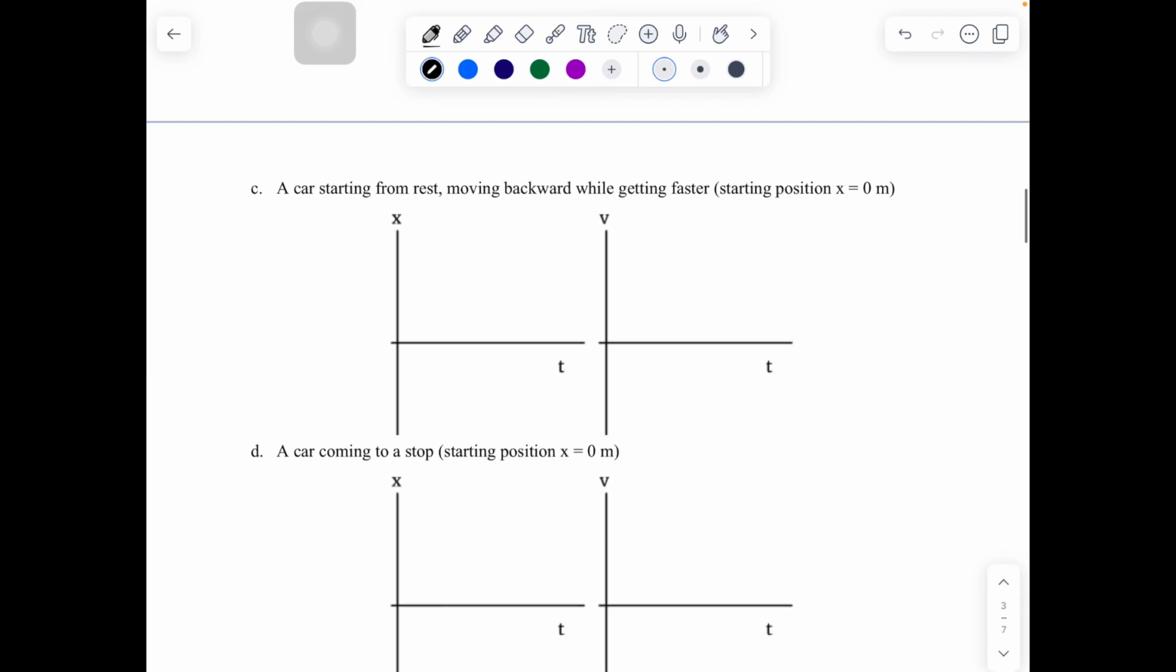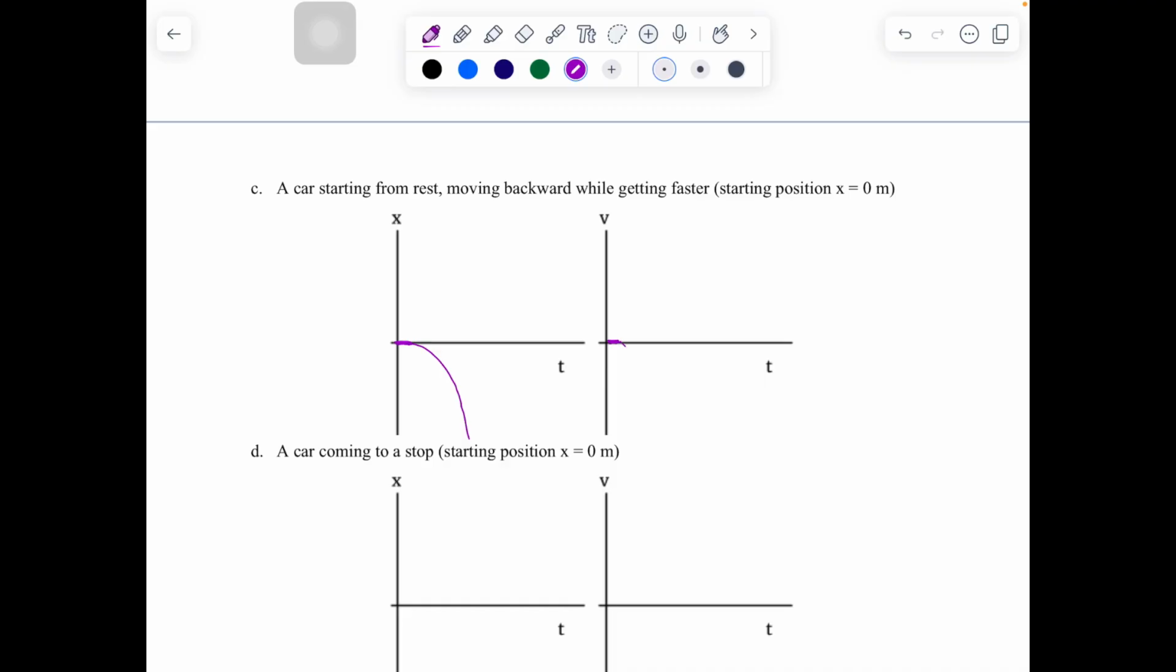C, a car starting from rest, moving backward while getting faster. All right, so again, we're at rest. The starting position is 0. Here's our rest. Let's do this in purple, just to make sure we can see it, starting at rest. Moving backwards, getting faster. We're still getting faster, so our slope should still be getting steeper, because our slope on a position time graph is our velocity.